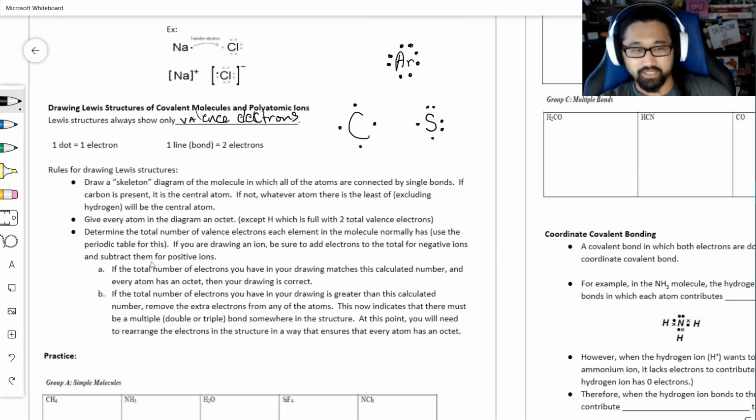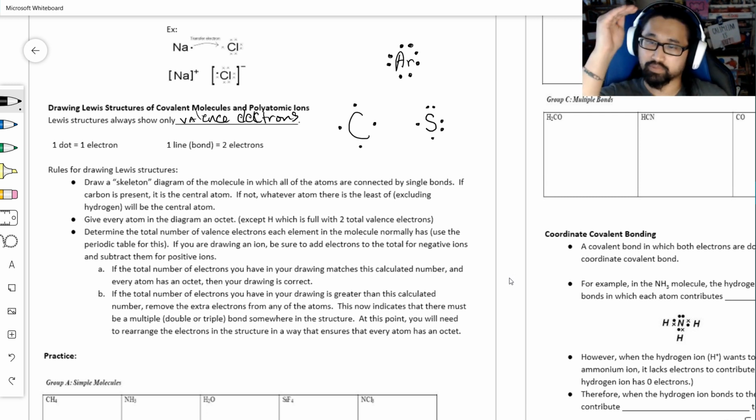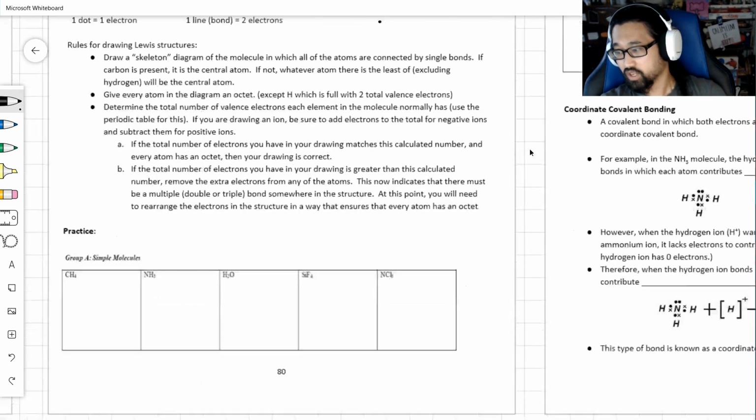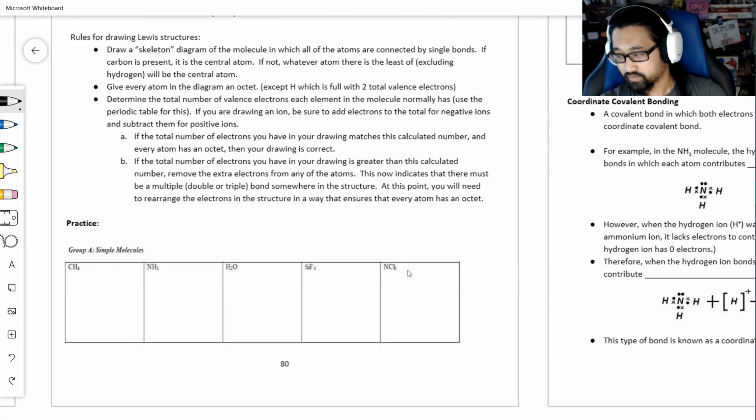Now, there are lots of rules here. It's not really that many. It's like 3.5, 4 rules here. But it's easier to show you the rules than to simply read through them. So I'm going to use a couple of these simple molecules as examples for how to talk my way through the rules for drawing the Lewis structure, not just for a single atom, but for an entire compound. Now, the first one I'm going to start with is the first one down there on page 80.